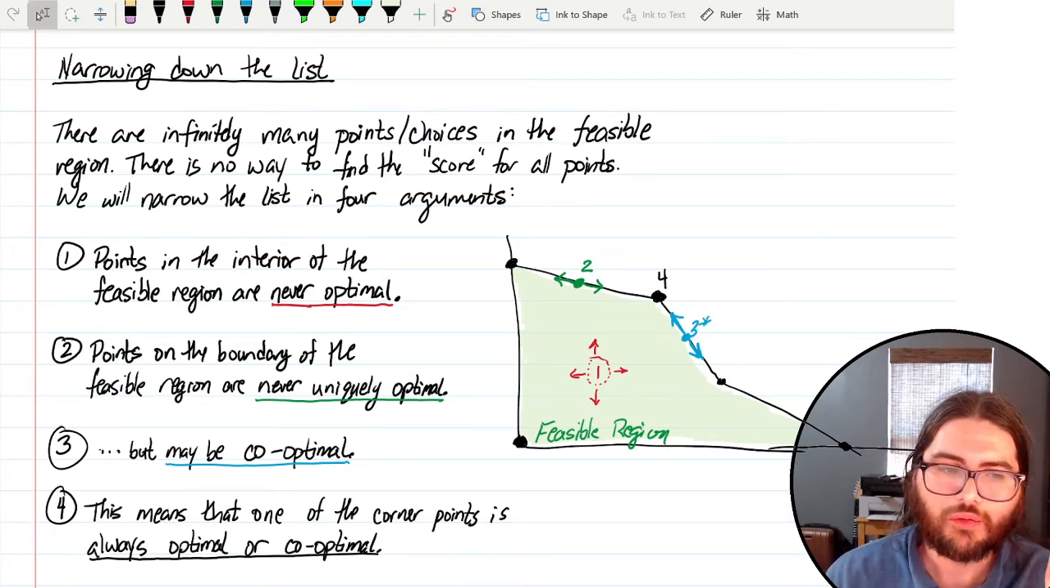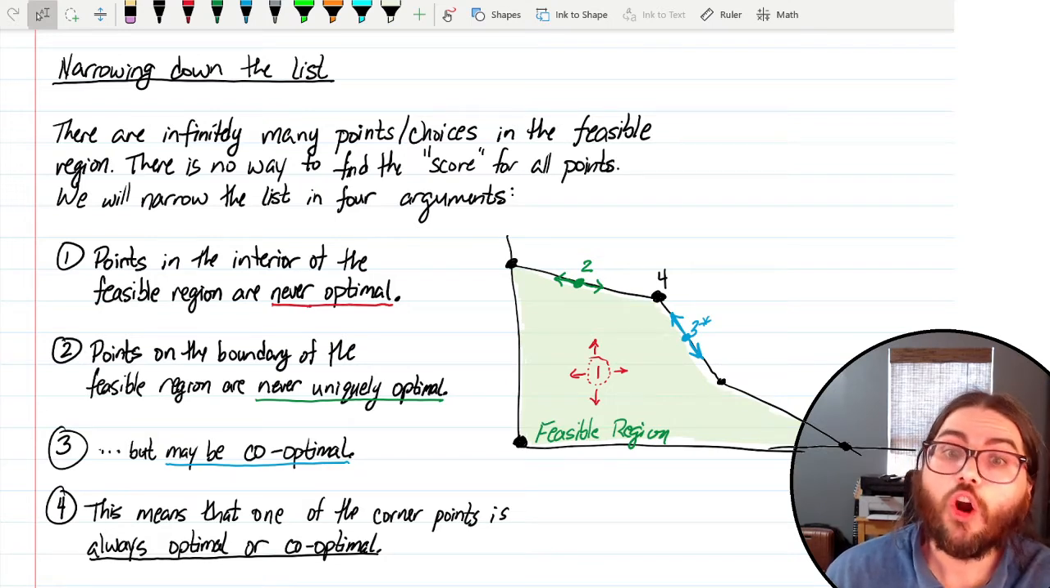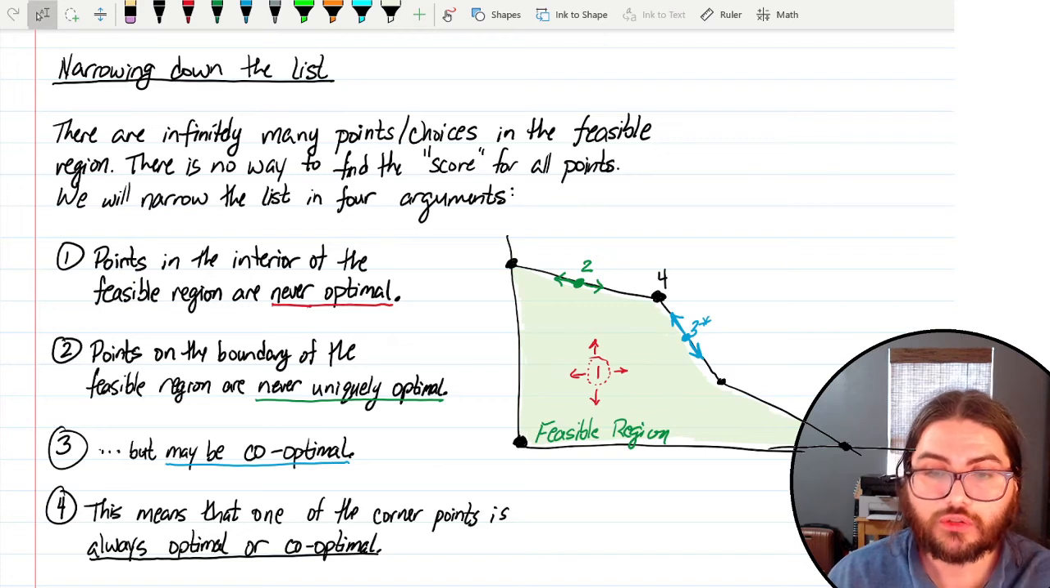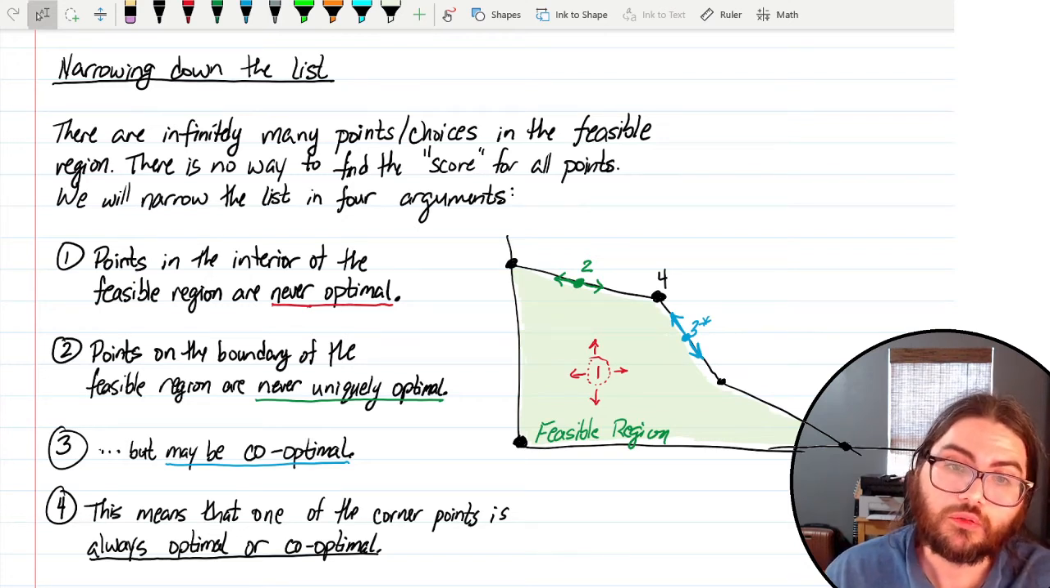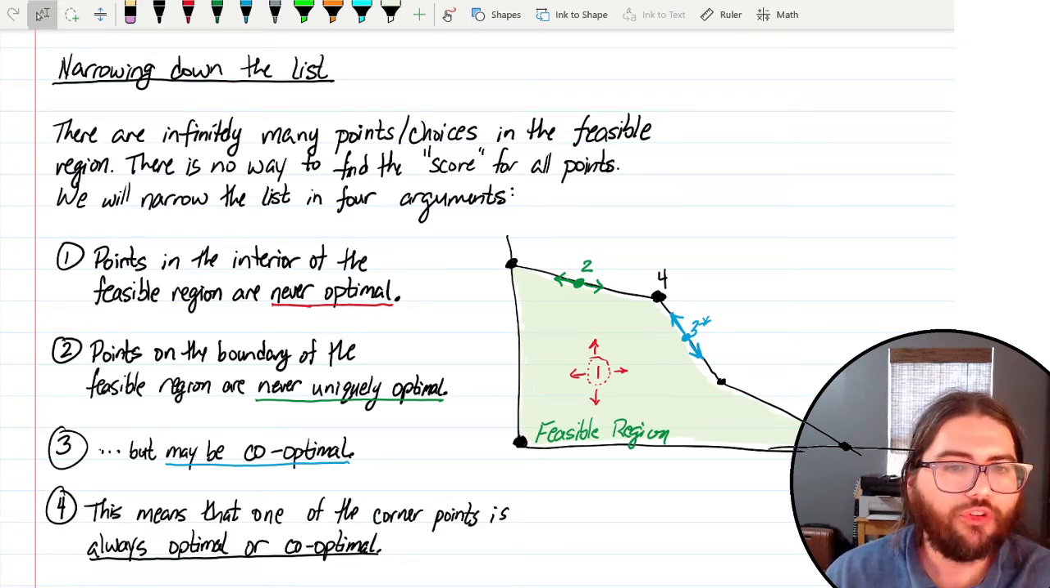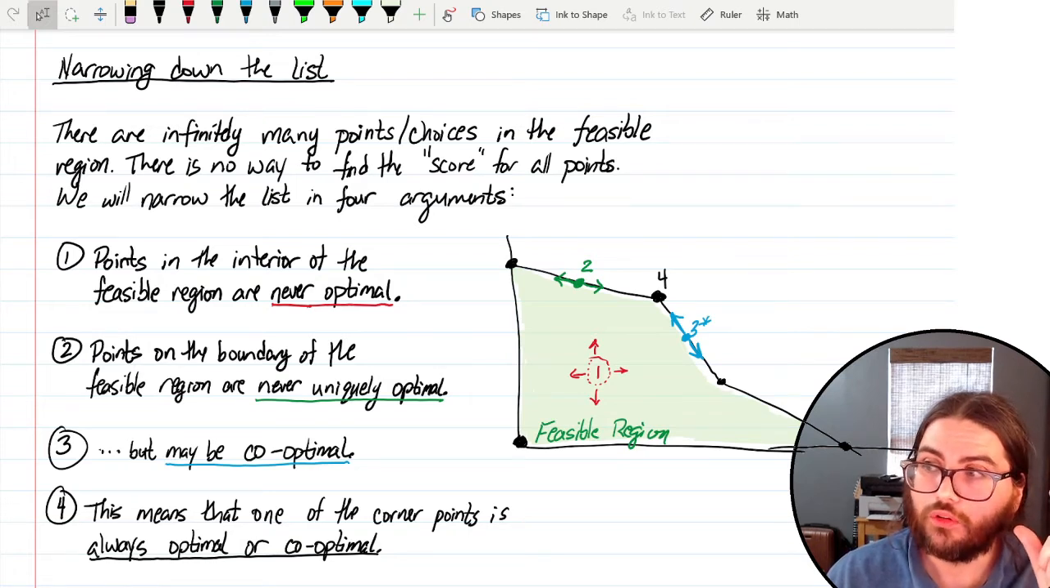But argument number 3 says they may be co-optimal. If moving in one direction or the other doesn't change your situation, they may be co-optimal. So argument 2 and 3 are very similar. And so points in the middle will never be optimal. Points on the edge will never be uniquely optimal, but they might be co-optimal.